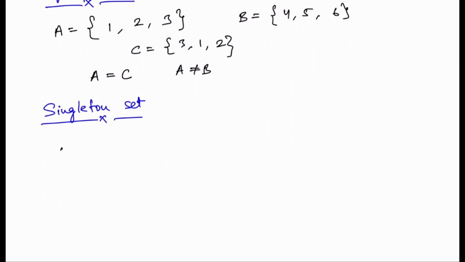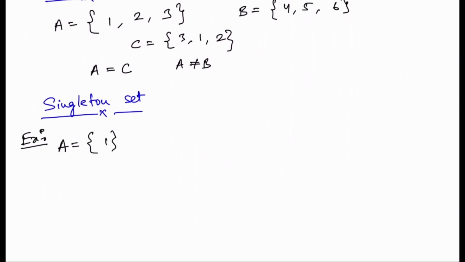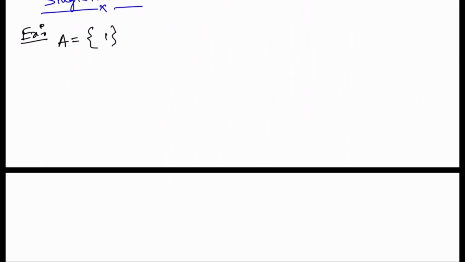For example, set A is there, and it has element 1. This is a pretty good example of a singleton set. This was a bit easy, so let me take another example.